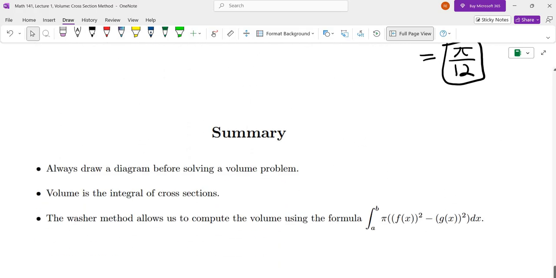To summarize, when you are solving a problem on volumes, always draw a diagram before solving the problem. And volume is the integral of the cross sections. And the washer method allows us to compute the volume using this formula.